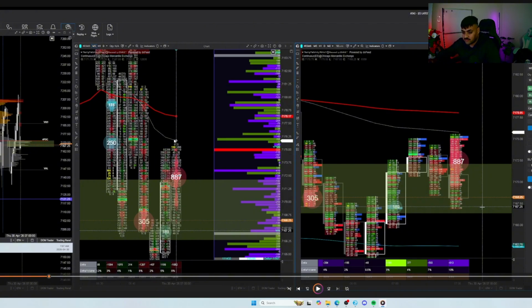These buyers failed to push price up. There's big sellers around this area. I don't want to be in this trade anymore. We're moving down. Price is not behaving the way I want it to. It is not going in my direction.